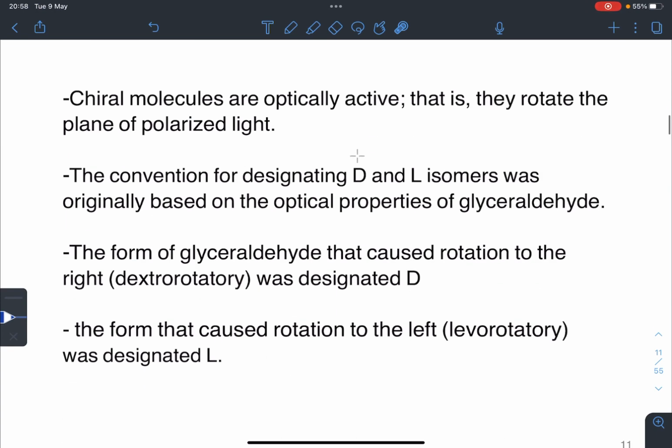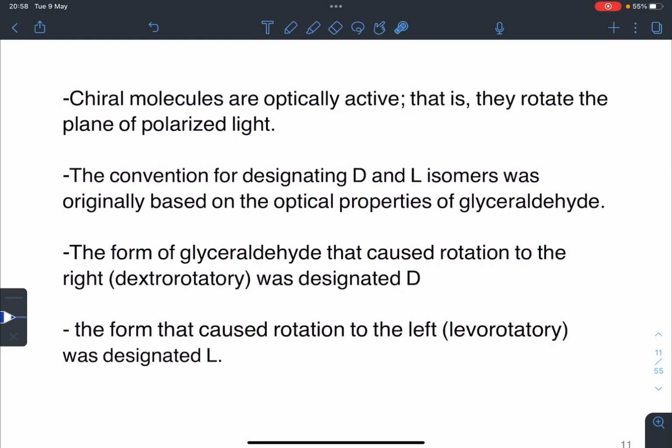The convention of designating D and L isomers was originally based on the optical property of glyceraldehyde. So listen to this. They wanted to make a standard sequence, but problems arose because, although they named them D and L, there's no real symmetry between the D and L and their stereo optical properties. In other words, the form of glyceraldehyde that causes rotation to the right, dextrorotatory, was designated D-glyceraldehyde, but it doesn't apply for anything else.